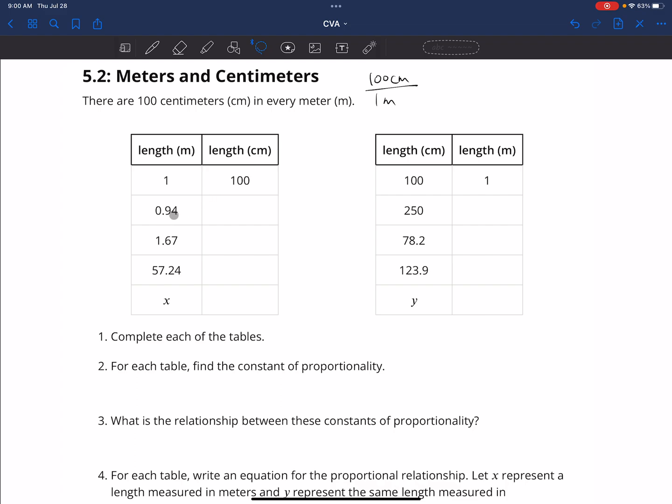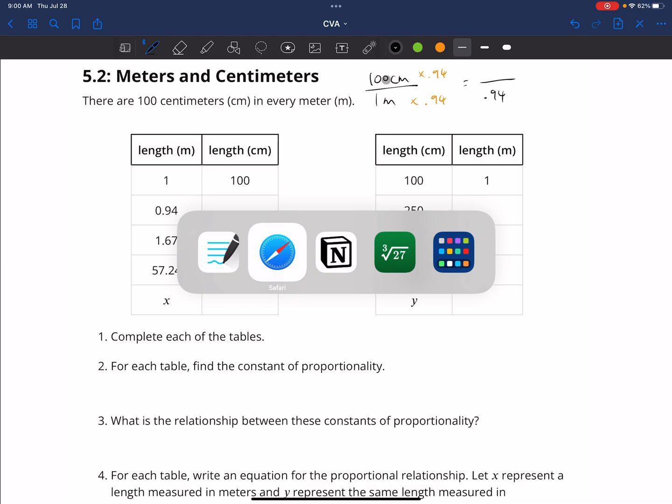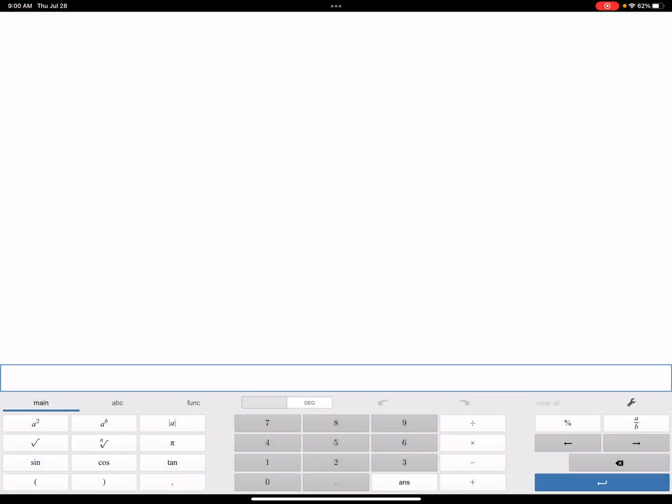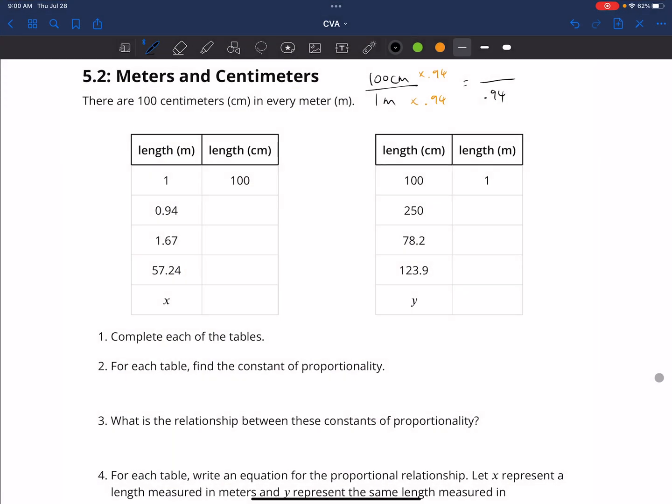Now we want to get 0.94 meters. How do I get 0.94? I actually have to multiply this by 0.94. Whatever you do to the top, you do to the bottom. 1 times 0.94 is just 0.94, and 100 times 0.94 is just 94. So 0.94 meter is equal to 94 centimeters.